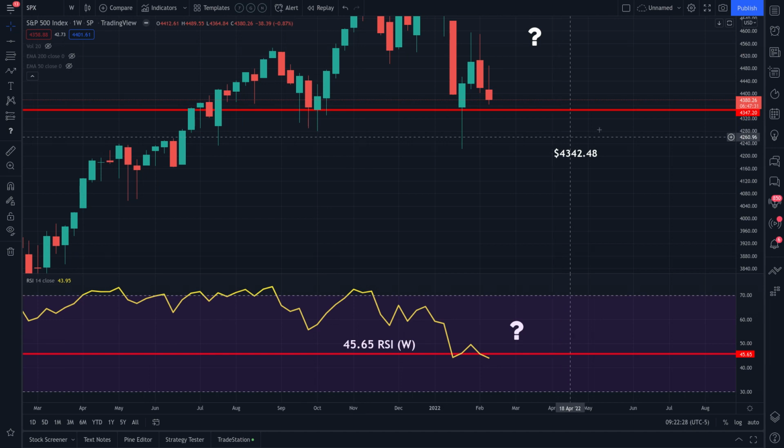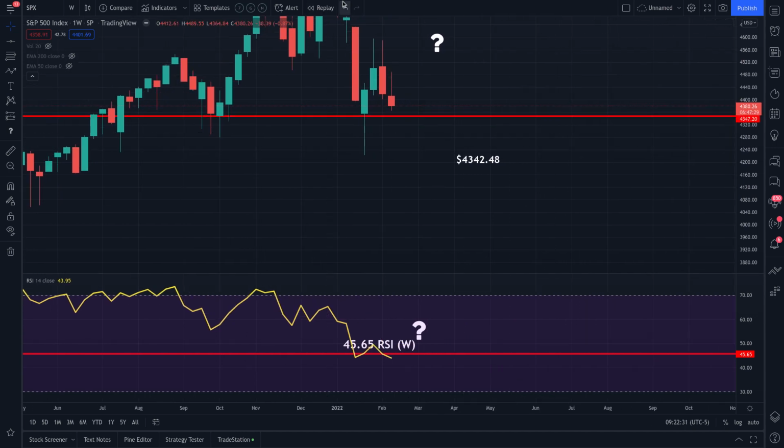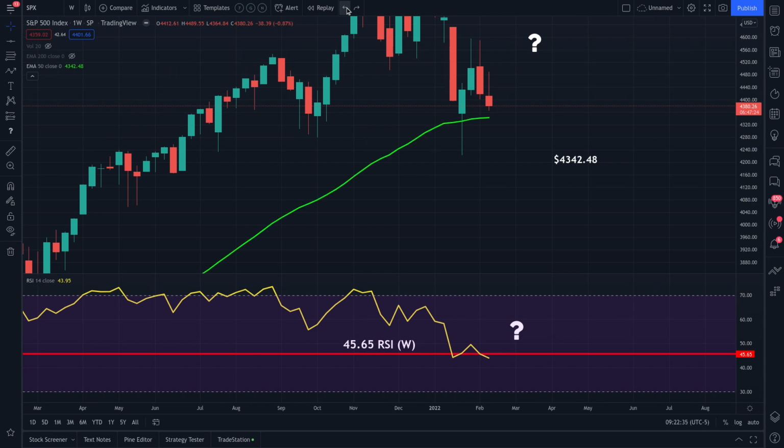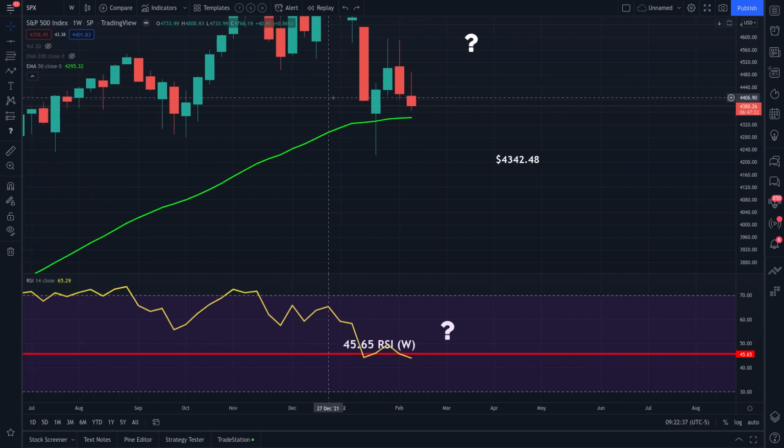So yes, guys, let's wrap up the video. $4,342. Weekly close below that level today. On the next weekly candle, if there's a push higher, that's fine. It must close back above the 50 exponential. If it does, great, we're in a good position.